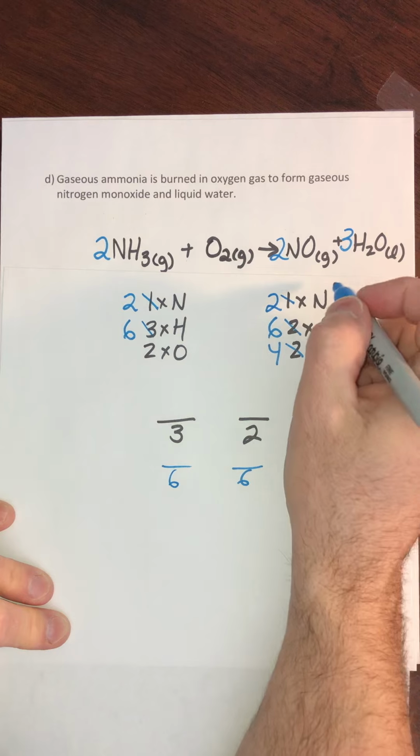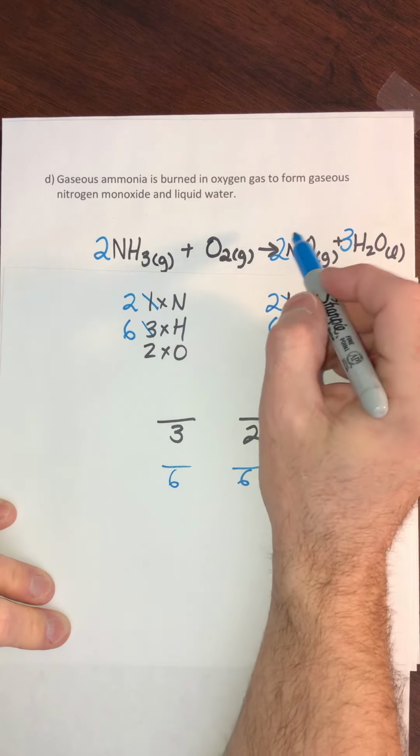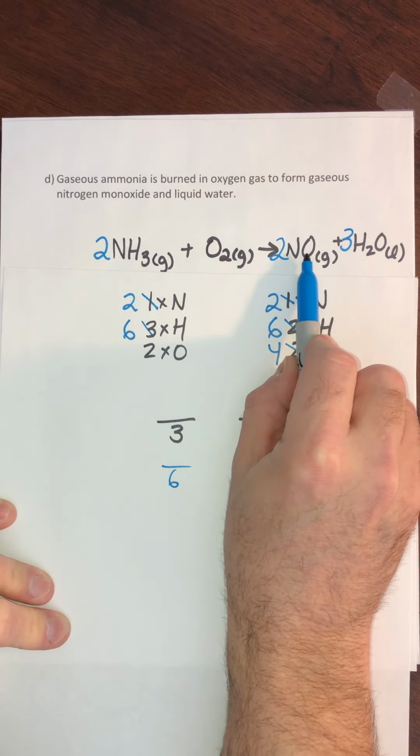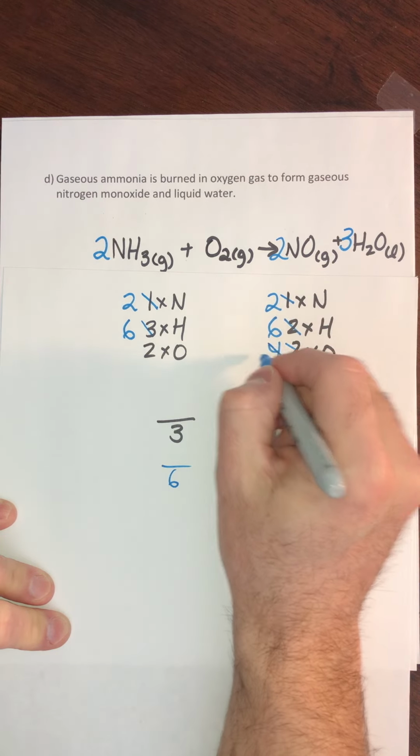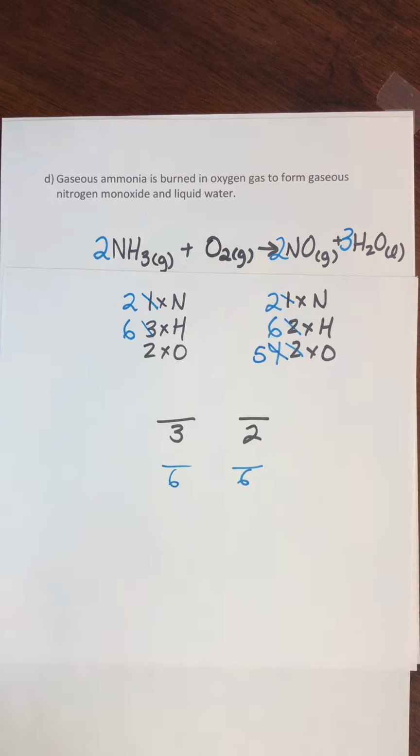Because 2 times the nitrogen gives me 2. But again, it messes with my oxygens, right? Because I now have 2 times 1 here, 3 times 1 here, so I have 5. And in this particular problem, the nitrogens now work, the hydrogens now work, the oxygens don't.